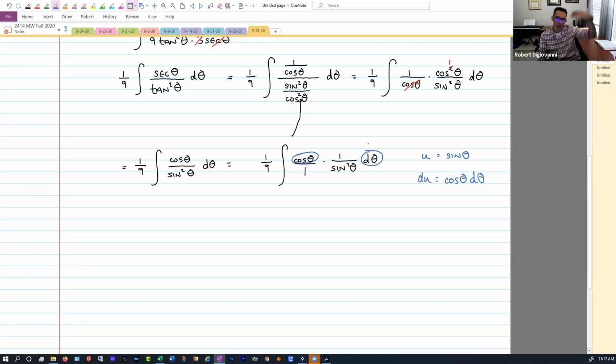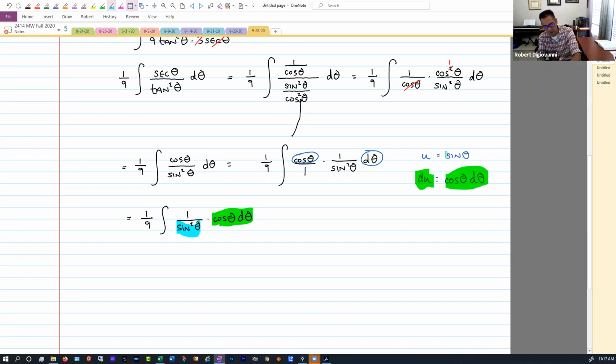You have that all on top, right? You could peel it off to the side if you wanted to. If you really wanted to see this, you could rewrite the problem like this. And now you can see that cosine theta d theta is exactly du. And you can replace the sine, just the sine, not the square, with u.